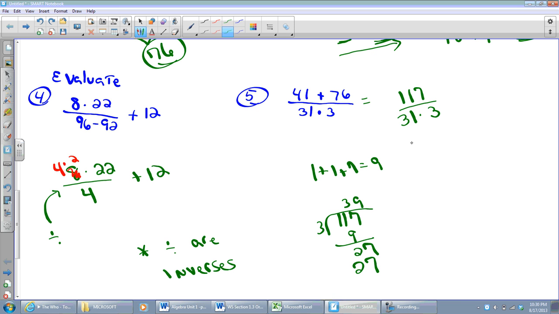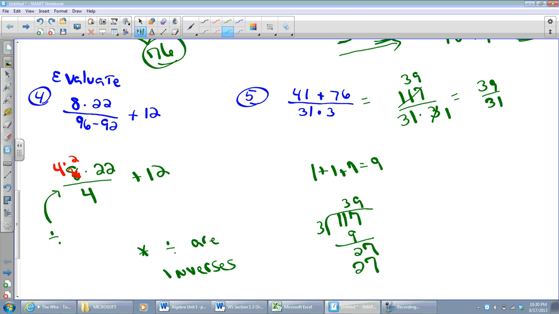Okay, so I'm going to say 3 goes into 3 once. It goes into 117 39 times. Now, I don't believe I have a common factor between 39 and 31 because 31 is a prime number. So I'm going to have 39 31st.